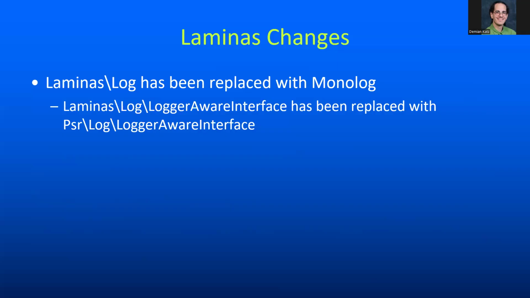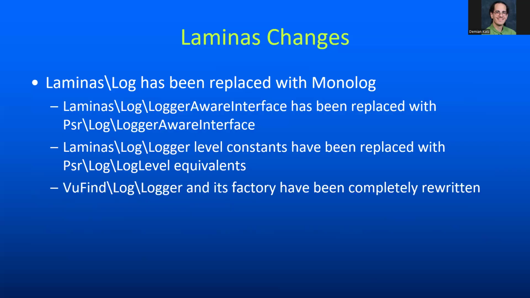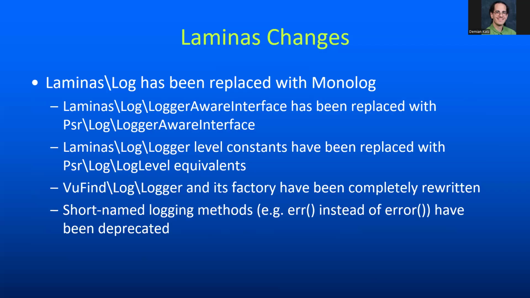So for example, Laminas Log Logger Aware interface is now replaced by the PSR equivalent. The logging level constants for indicating things like debug versus warning versus error have been replaced with the PSR equivalents. The VuFind log logger class and its associated factory have, of course, been completely rewritten because Monolog works differently. In conformance with standards, we've deprecated the short versions of logging methods when you're logging things. So, for example, don't use err, use error.